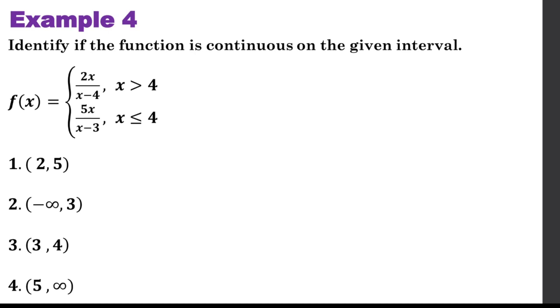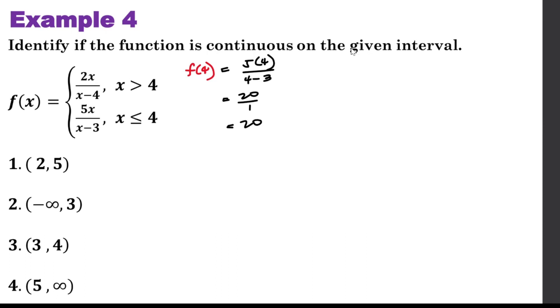So as you can see, we're given a piecewise function, and 2x over x minus 4 is a rational function. Same with 5x over x minus 3. Let us first try to get f of 4. So we're going to use the function 5x over x minus 3. By direct substitution, we have 5 times 4 over 4 minus 3. So this would be 20 over 1, or simply 20.